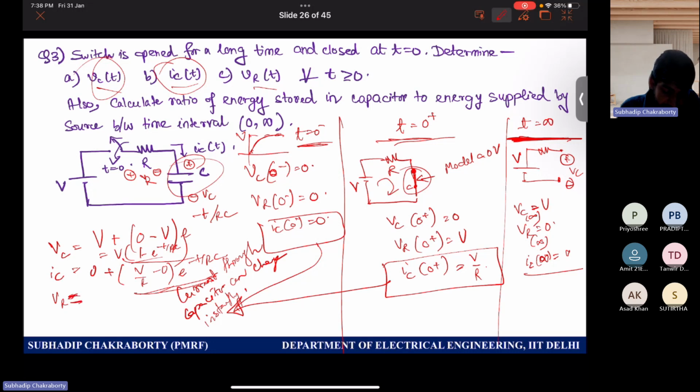Now voltage across capacitor is increasing, so voltage across resistor should reduce. Is it coming? Let us see. VR is nothing but VR infinity, which is 0, plus VR0. VR0 is V minus VR infinity, to the power minus t by RC. So yes, voltage across resistor is actually reducing.